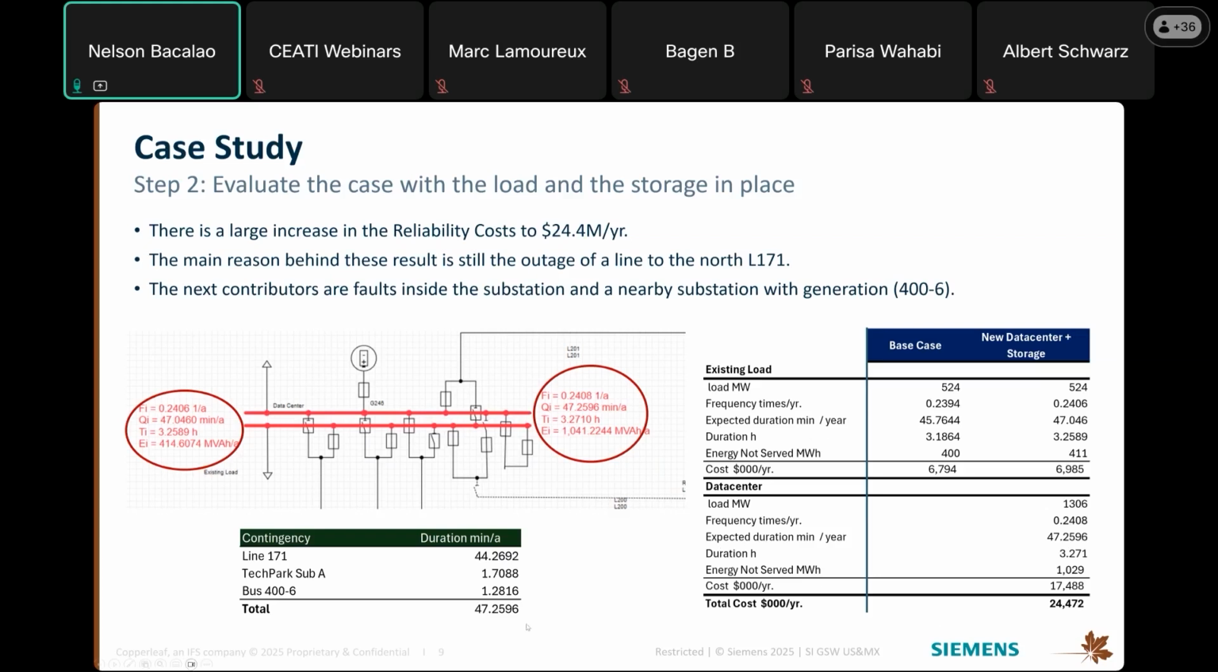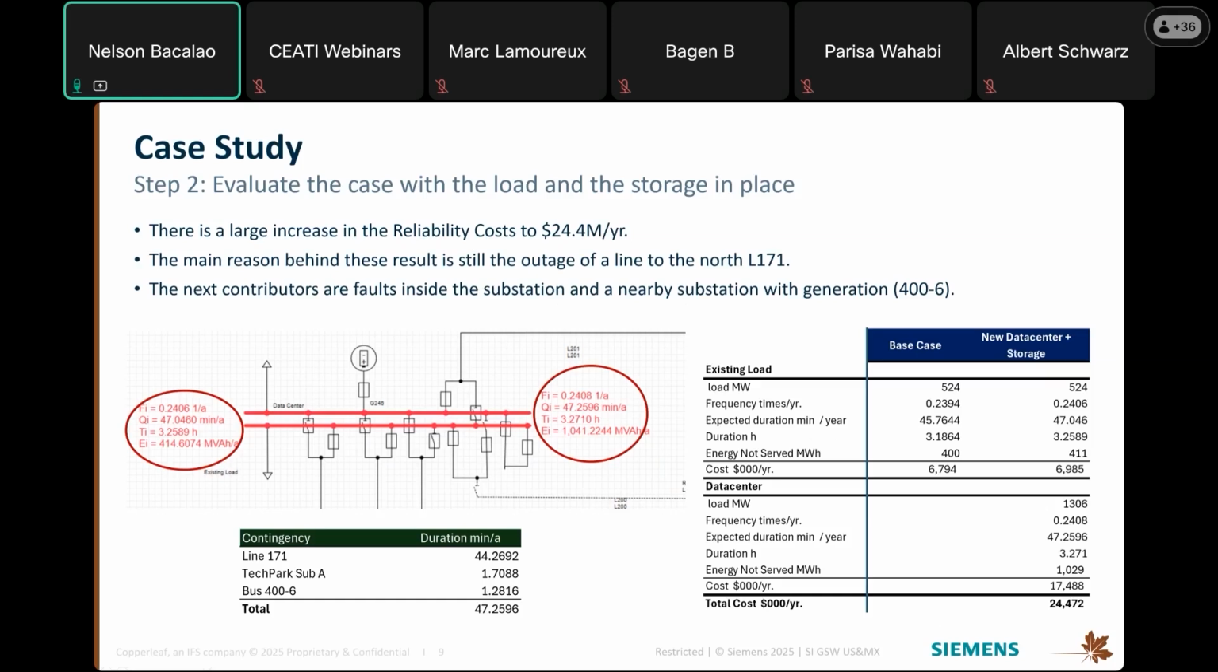And we can see that of the 47 minutes of interruption, 44 minutes are due to line 171, that line failing, creating an overload somewhere else in the system, and having to shed load at the data center to address that overload. The next would be the technology park sub A. And then there was another substation inside the system that was also responsible for the interruption. So it's basically the system the way it is, and the cost that we're considering is just the cost of adding new assets.